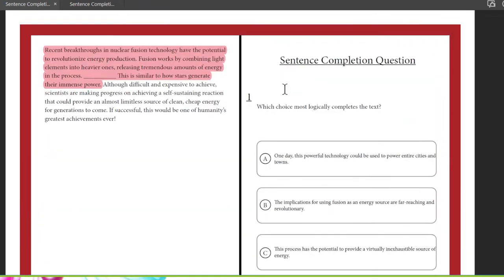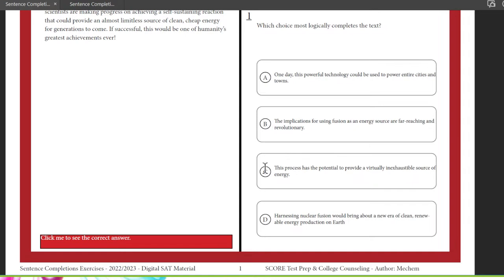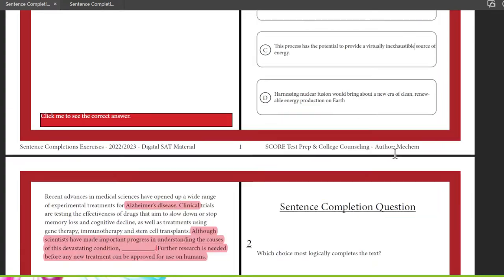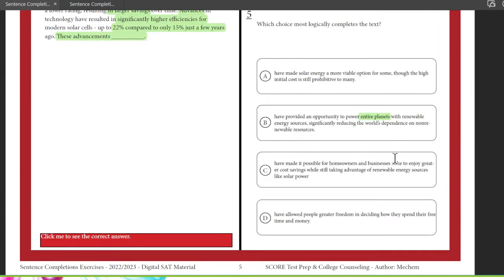And I even think, going back to the first one with the fusion stuff, I mean, the third one had this moderate way of expressing it: "has the potential to provide virtually inexhaustible." So not saying infinite energy. It's positive, but it's not ridiculous, right? Whereas some of these go a little further, far-reaching and revolutionary, or entire cities and towns. And that might be true, but this was a more moderate, well-thought-out response. So that's something to keep in mind when you have these sentence completions.